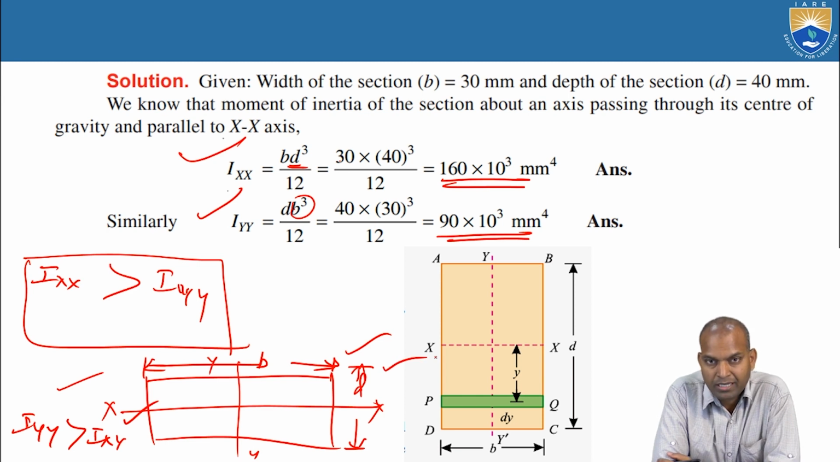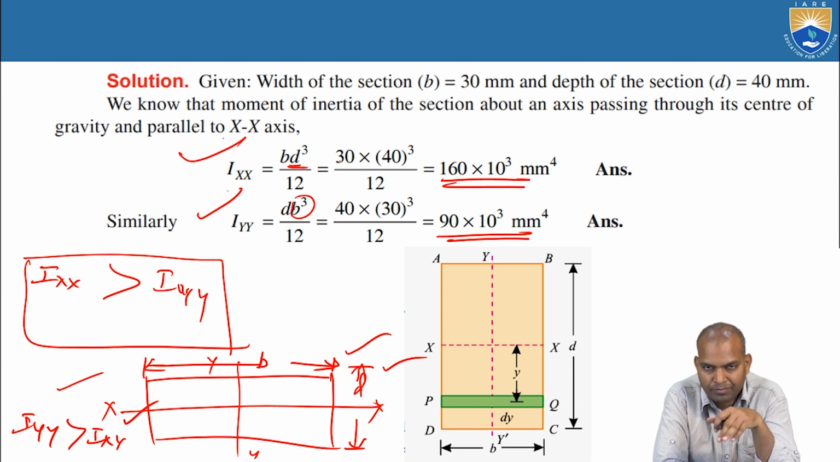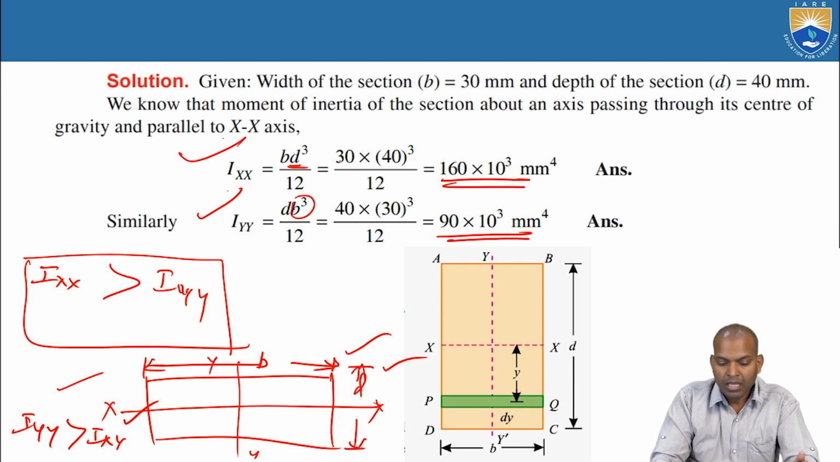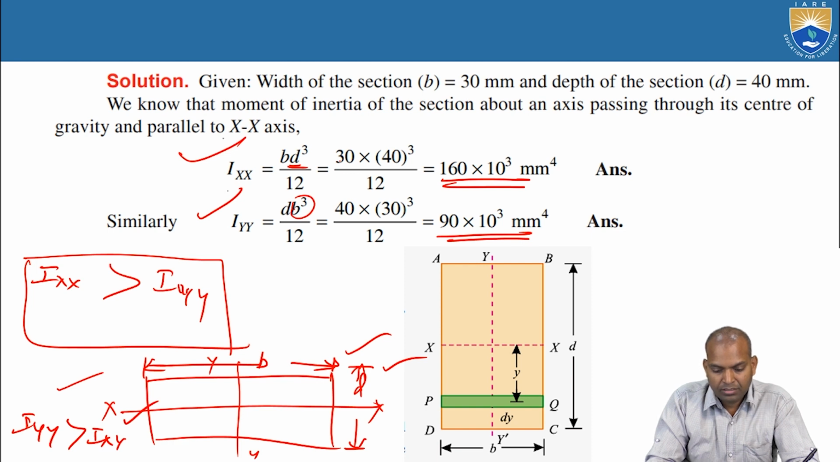So we have to be careful and cautious about what to substitute, what is the D, what is the B, and about which axis we are going to calculate, about XX or YY. Unless you know the concepts, we cannot substitute in the expressions in the right manner. So far we calculated for a solid rectangular section.